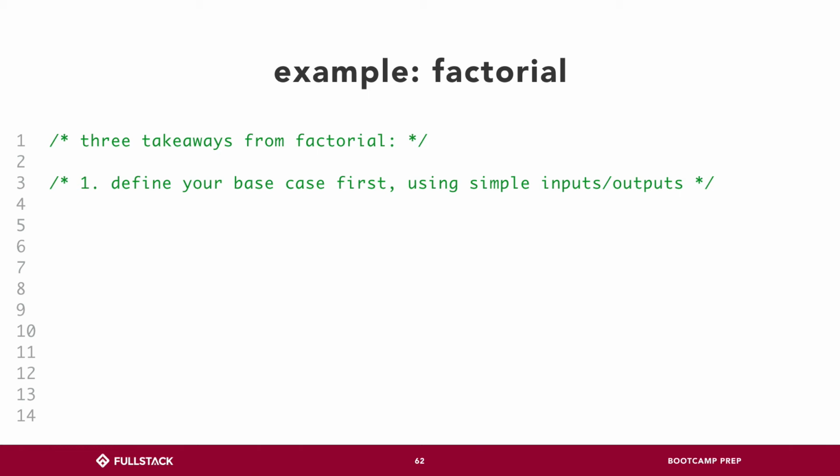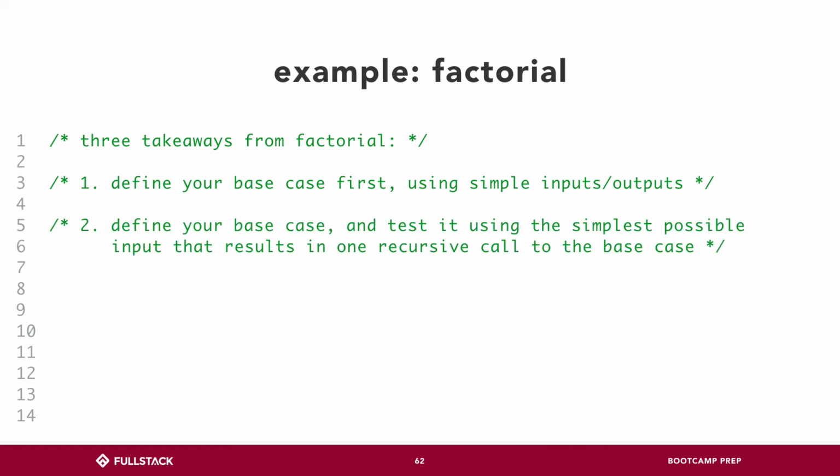Then use simple inputs and outputs to define those base cases, right? So once we have those base cases, test it using simple inputs that at least result in one recursive call, right? Because that makes it easy for us to debug, and easy for us to think about. So in factorial, we have our base case of 0 and 1. So the next easy thing to try is factorial of 2, right? That's making one call down the call stack.